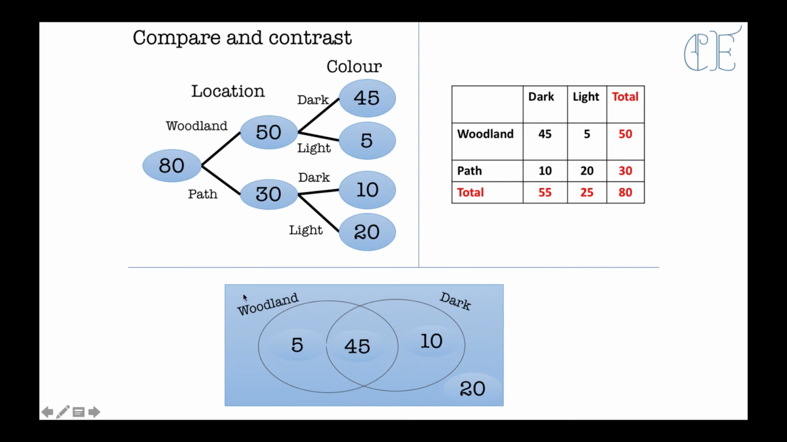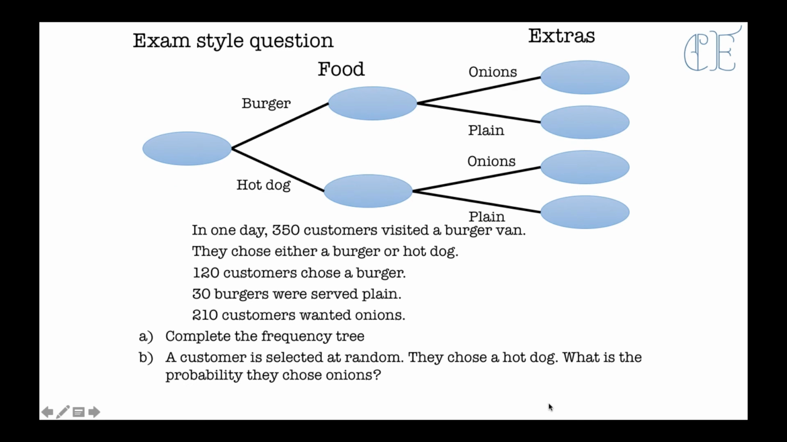So my fault, sorry. They are looking at both parts of the frequency tree, but they are looking at the part of the woodland and the part that is dark. So all the information, whether it's about the woodland or the path, must be included if it says dark, because dark is still included in both sections. Okay, so altogether in there is 80. All right. Okay, so why don't you pause the video and have a go at trying to complete this frequency tree.